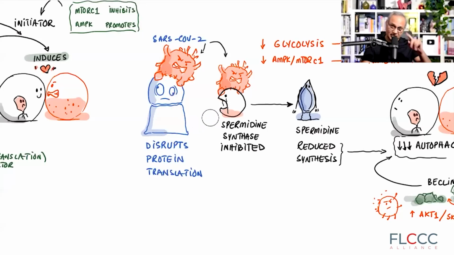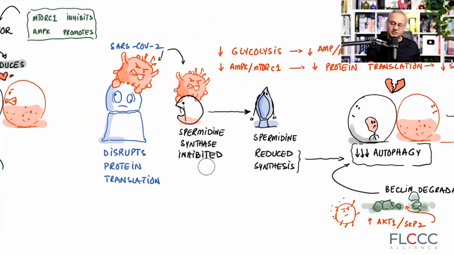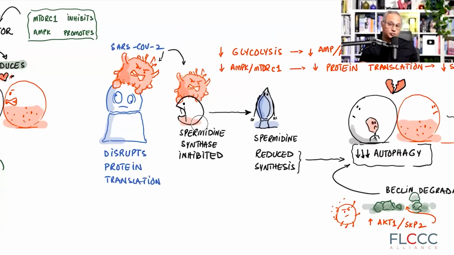And second, the SARS-CoV-2 works with the spermidine synthase. Remember over here, this spermidine synthase? SARS-CoV-2 disrupts this enzyme as well. So then what do we have? We have two problems. One problem is we are not making enough proteins. And secondly, whatever tiny amount of proteins we're making, from those proteins, making spermidine is even more difficult because the spermidine synthase enzyme is not working.